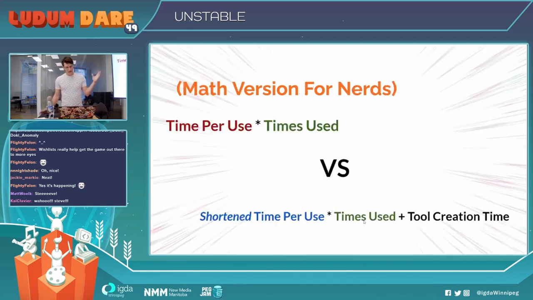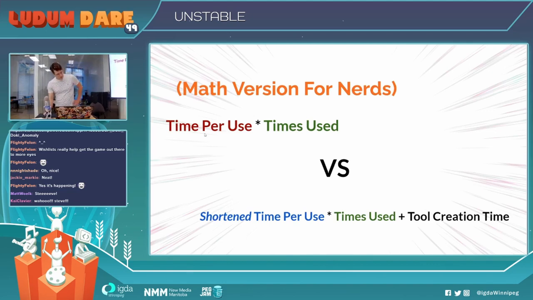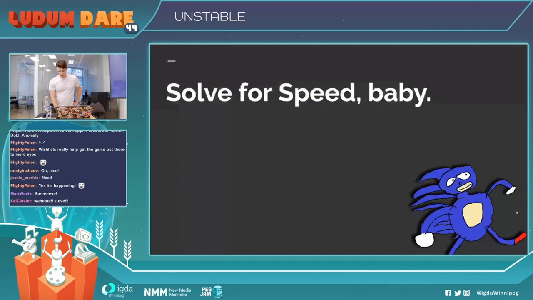So I've made a math version. On the top side, you have time per use times used. That would be your original time taken. And on the bottom, you have, if you made the tool, how much time it would take to make the tool, plus the shortened time and the same amount of times used. And all we need to do is solve for speed.